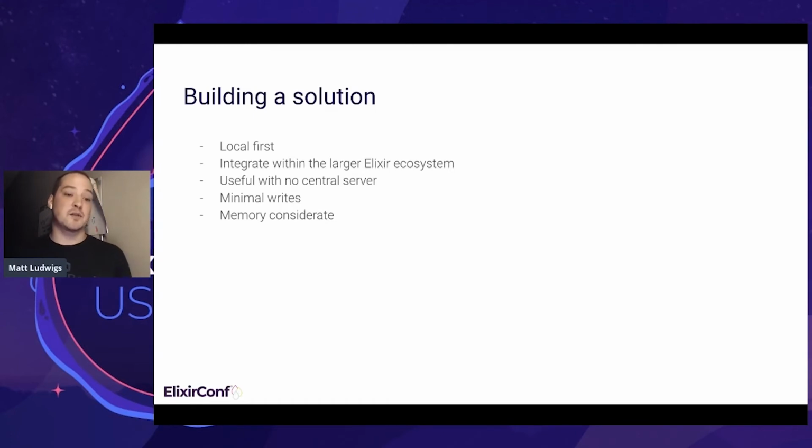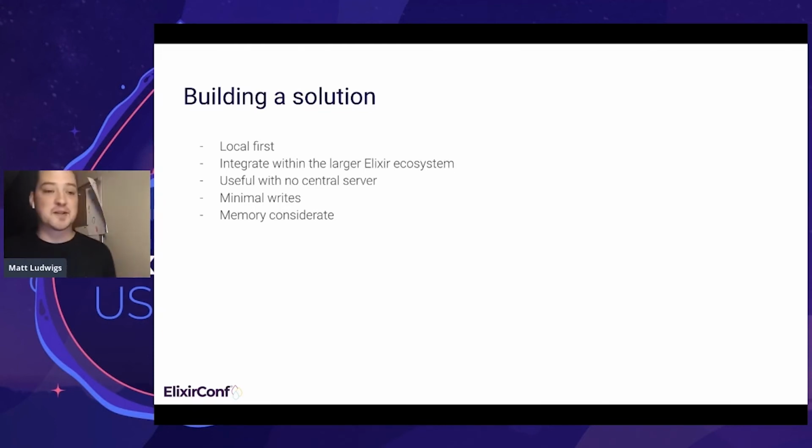And then the last two are really specific to Nerves devices. We don't want to be writing to disk all the time, and we want to be memory considerate, which means we don't want to have unbounded memory where memory just keeps growing and growing and growing because we're saving all these events and all these metrics in memory because we're not writing that much to disk. So we don't want to just blow up the memory.